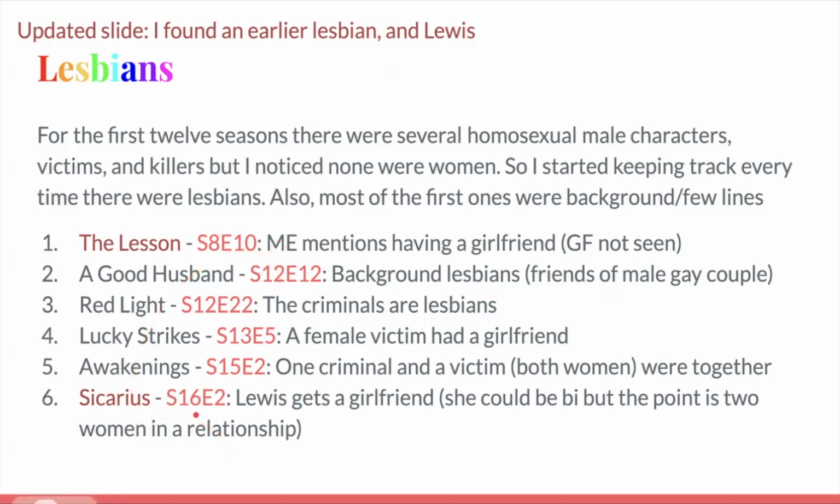Additionally, in Sicarius, season 16, episode 2, Lewis gets a girlfriend, and she could be bi or pan, but the point is two women are in a relationship.